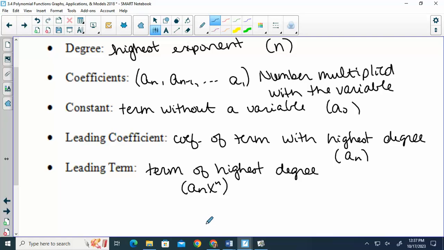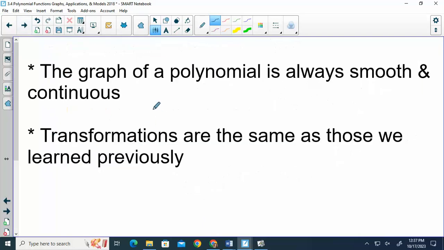The thing about polynomials, so when we graph them, the graph is always smooth and continuous. So you have curves, there's no sharp corners, there's no breaks in the graph, no zigzags or anything like that. Any transformations that we have had before are still going to be true.